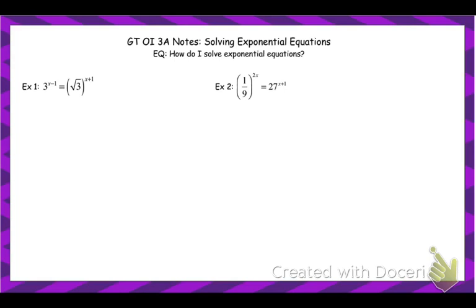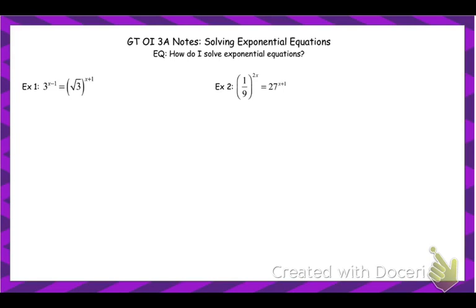So exponential equations have two forms. The easiest way to solve an exponential equation, if it's possible, is to rewrite the bases in terms of the same number. Now, this won't always be possible. In these first two examples, it is, because 3 and the square root of 3 can both be written as 3 with a certain exponent.